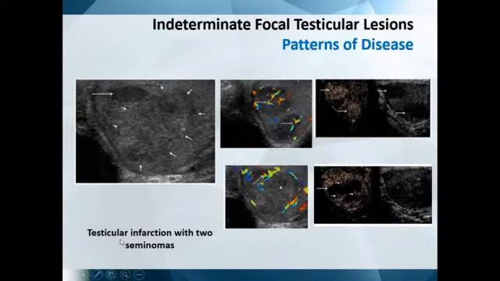Now look at this case. This is a patient with infarction and two seminomas on B mode. You'd be hard-pressed to pick out where the area of infarction is and where the tumors are. Color Doppler gives you some idea, but when you add contrast, you see the hypervascularity in the two seminomas, and there's the area of infarction within the testes as well.